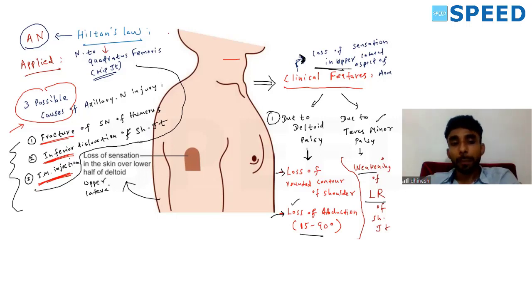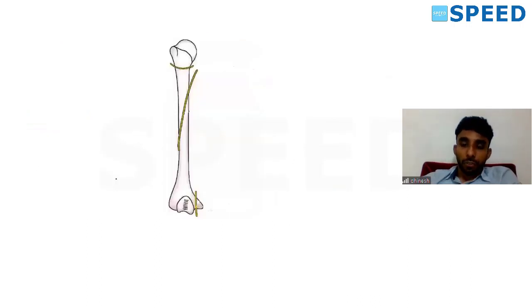Upper lateral aspect of the arm is equivalent to loss of sensation of skin over the lower half of the deltoid, okay, fine. So finally we are going to talk about the three nerves which are in direct contact with the humerus bone. So what are the three nerves which are in direct contact with the humerus bone?